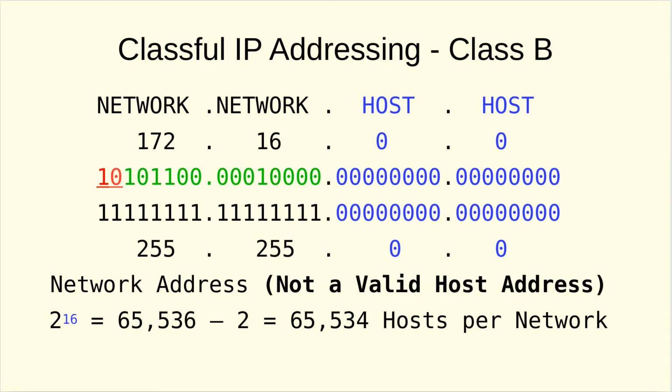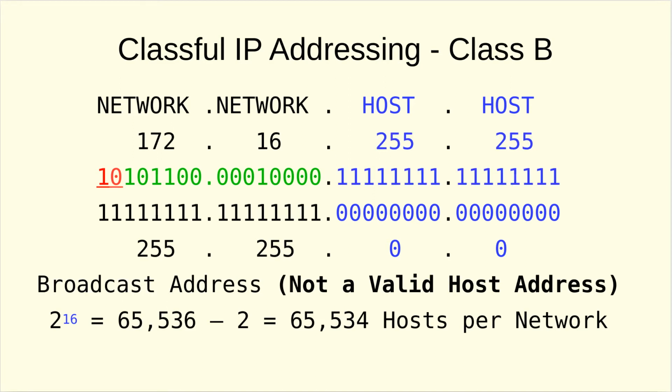And now we'll look at the network address. Again, it's ever so easy to do. Convert to binary, set all the host bits to 0, and there's your network address. So 172.16.0.0. The broadcast address, convert all the host bits to 1, 172.16.255.255. Excellent.